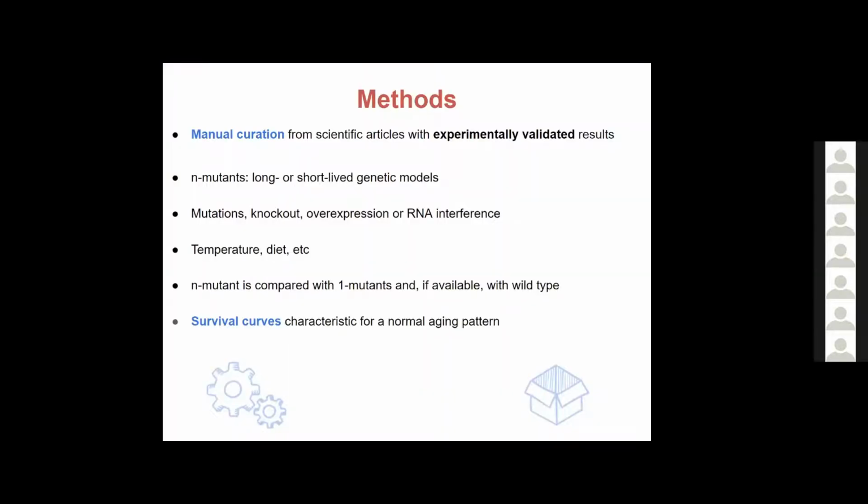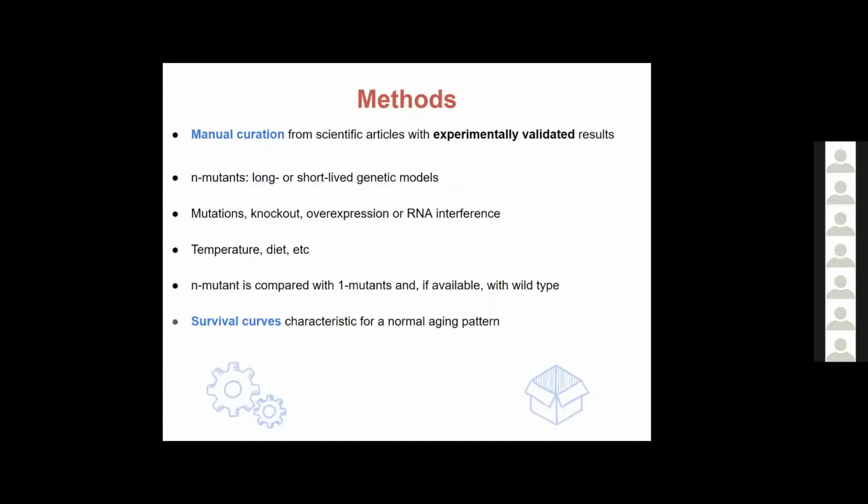SynergyAge is a manually curated database which contains lifespan data for mutants with various interventions on at least 2 different genes. Besides lifespans, we also extracted and displayed on the website the experimental conditions, for example, temperature and diet. We curated data only from papers with experimentally validated results, where the N mutant was compared with the single gene mutants and preferably with a wild type as well, because we need to compute the effects on lifespan versus the wild type.